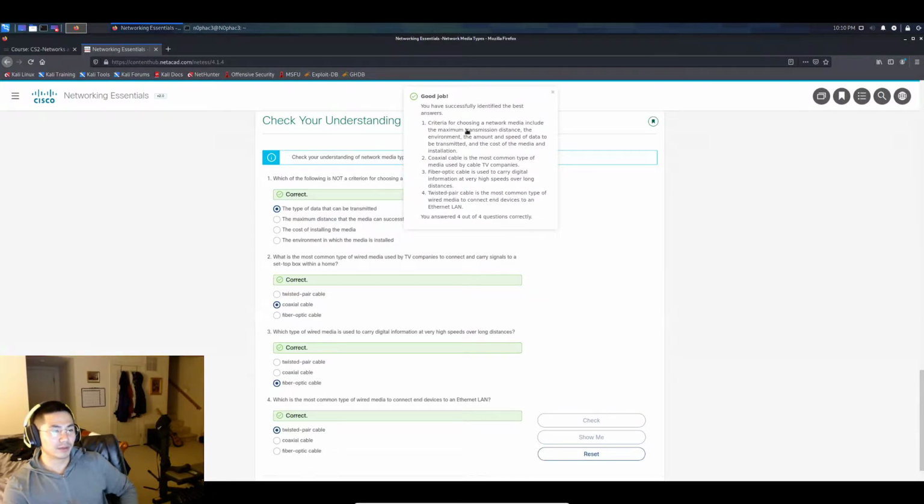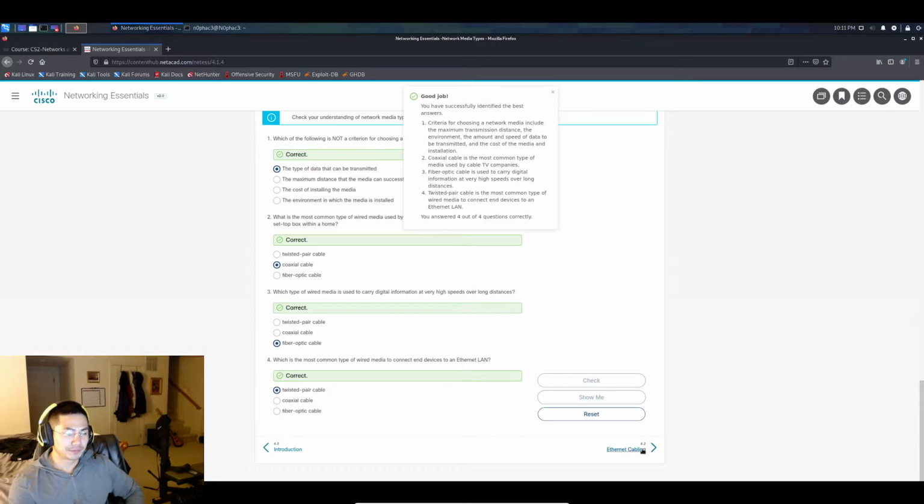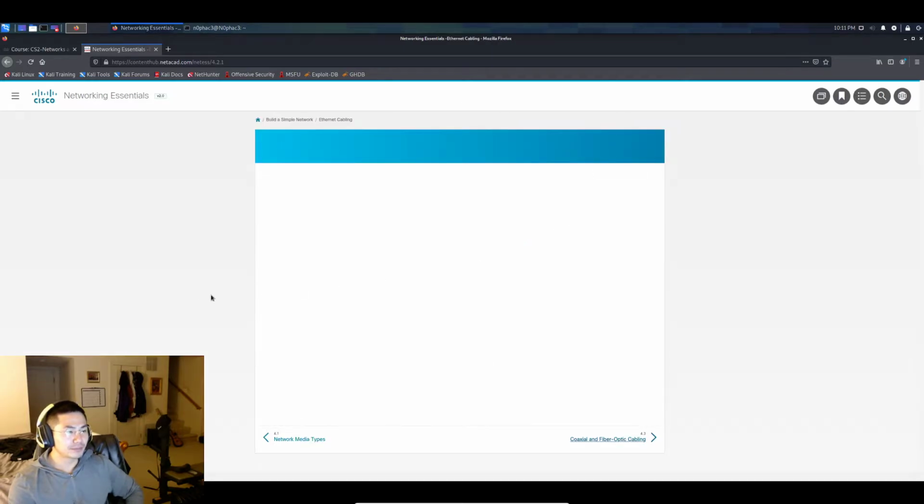Criteria for choosing network media includes the maximum transmission distance, the environment, the amount of speed that data can be transmitted, and the cost of the media installation. Okay, so the type of data is not a criteria. Moving on.